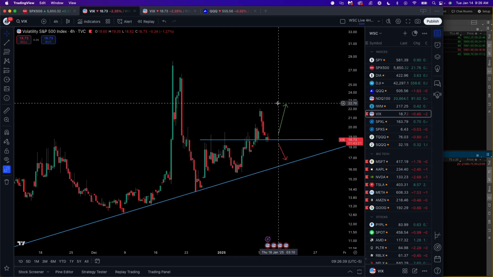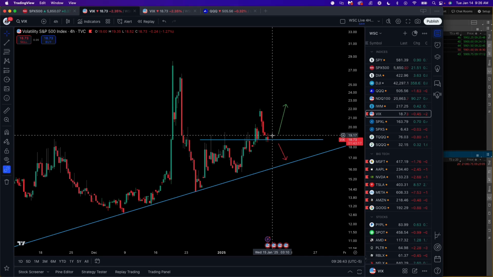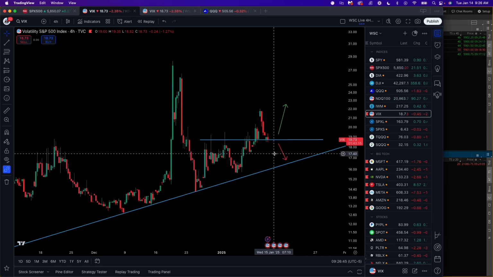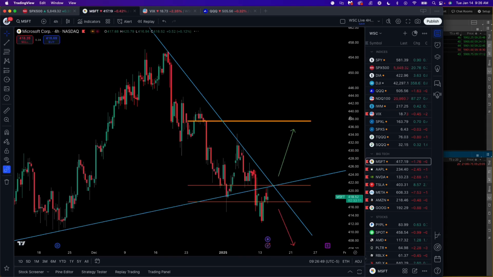While above 18.50, I would be careful. This could still be a retest of support here for the VIX. That would be bearish. Breaking below 18.50, this setup would become invalidated. Now let's go super quick here with big tech.